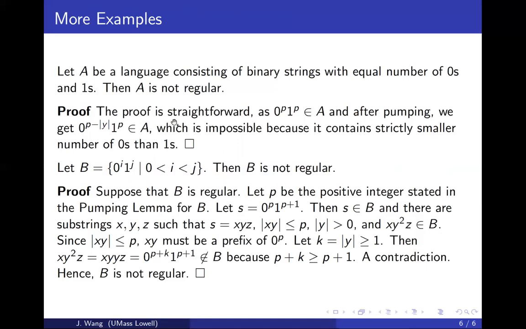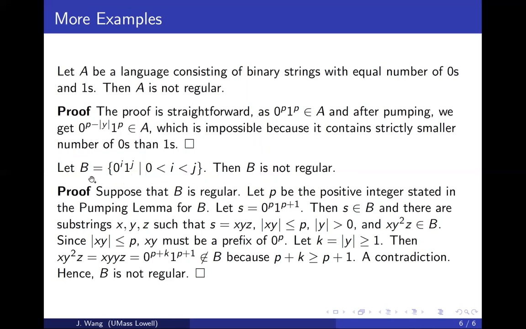We can use the same proof from the previous slide, because we can just choose a particular string S in this form, 0 to the P followed by 1 to the P, so it has the same number of zeros and the same number of ones, which is in A. But you can pump this part down, then you get a string that has strictly fewer zeros than ones, and hence the resulting string is not in A. That contradicts the pumping lemma. And that contradiction can only come from the assumption that A is regular. Hence, you prove that A is not regular. So this is a pumping down.